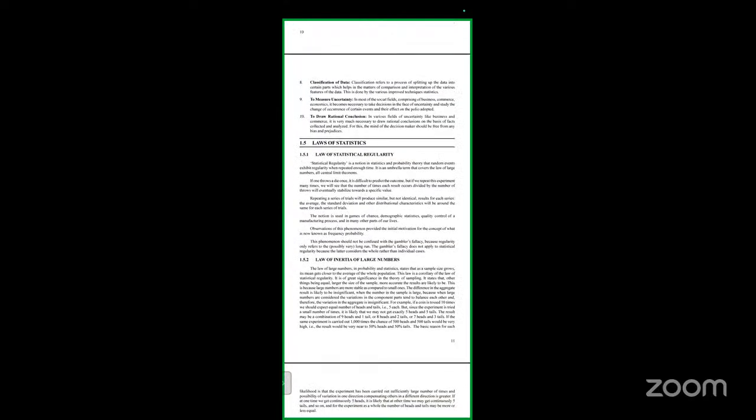Here, the law of statistical regulation, the law of inertia and large numbers, and the division of statistics. So statistics can be divided into descriptive statistics. Descriptive means they give some kind of description about a particular product.